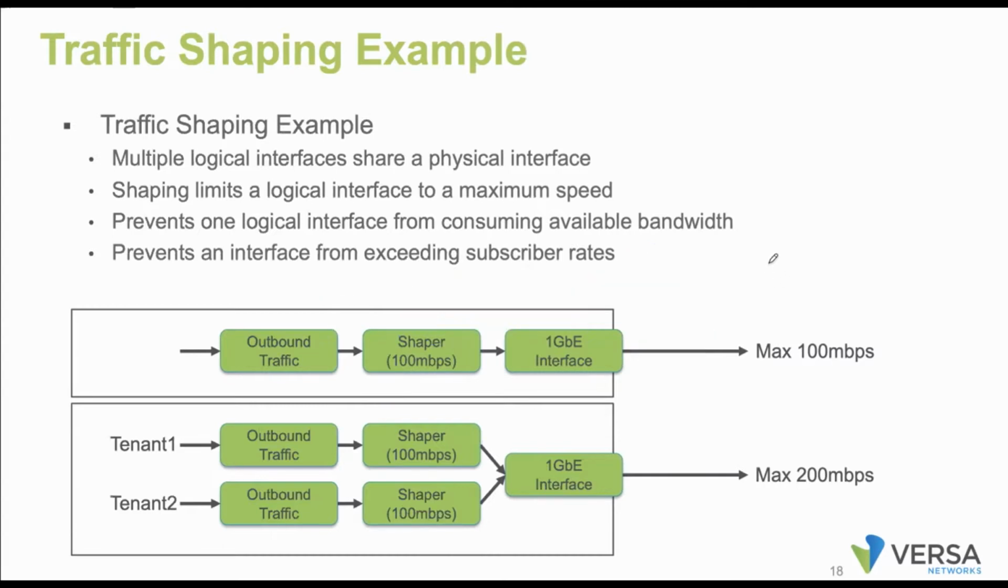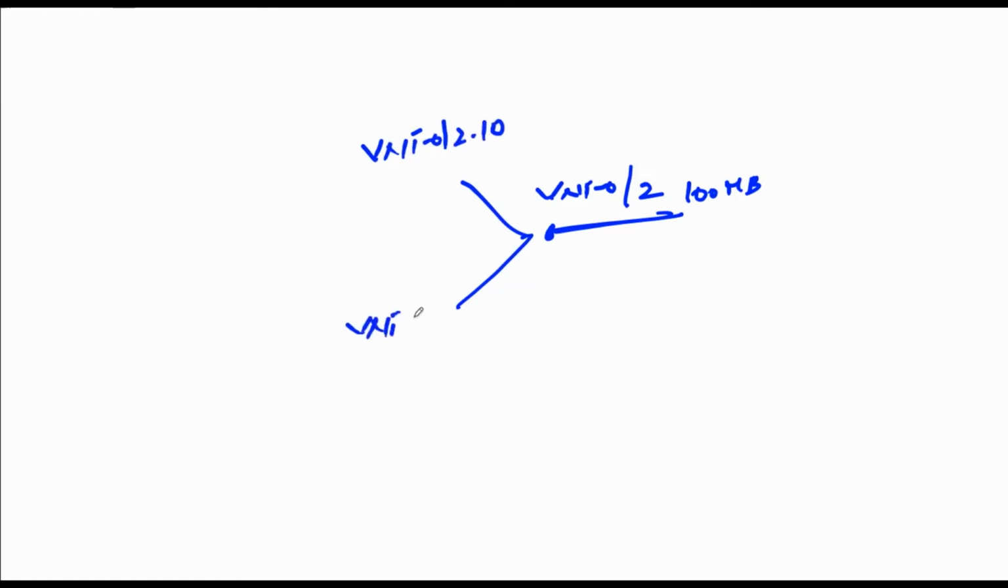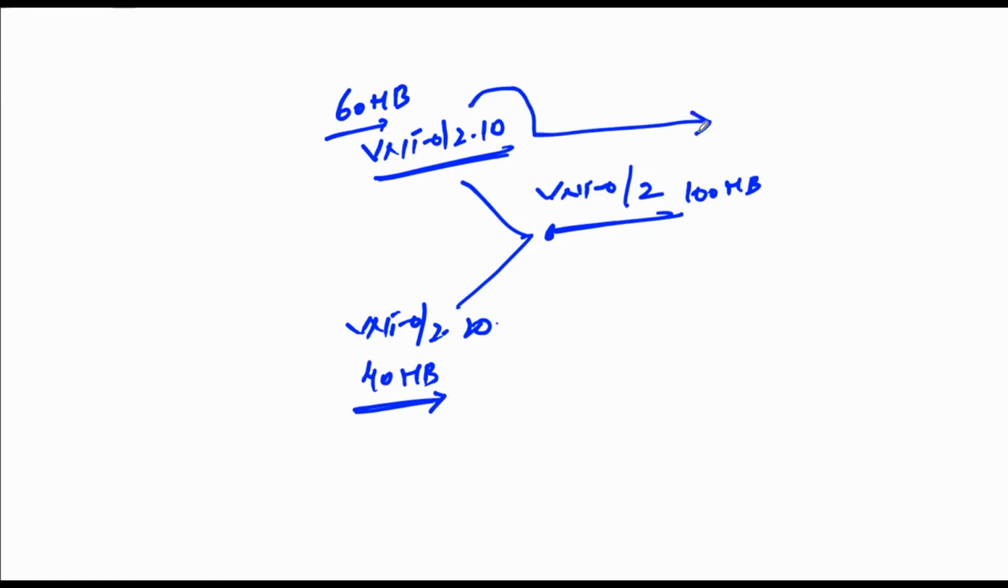Now, think about it this way. You got 100 MB. VNI 0/2 is my physical link. I got a 100 MB link here. To this physical link, we have created two sub interfaces, VNI 0/2.10 and VNI 0/2.20. Out of these 100 MB, I'll allocate 60 MB to one link and 40 MB to the other. For example, if I don't configure these shaper values, what will happen? The complete 2.10 interface may consume the 100 MB traffic, or 2.20 may consume the 100 MB traffic. I don't want that to happen.